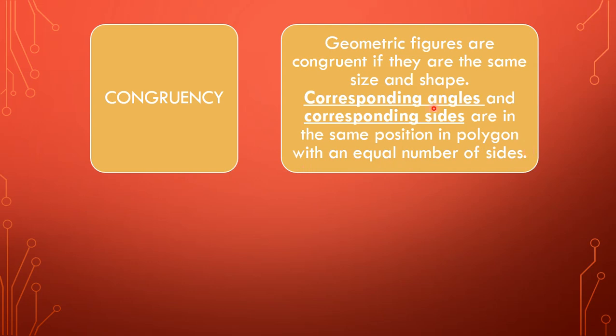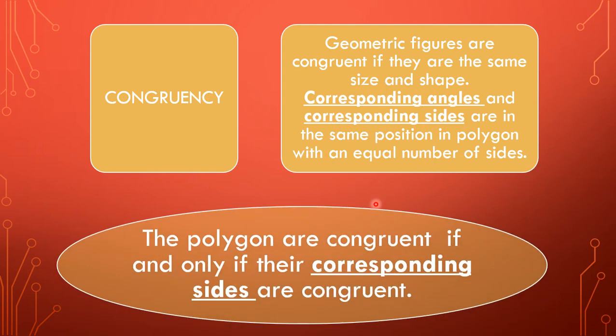If we are talking about circles, two circles are congruent if their radii are equal. Two squares are congruent when the four sides are of equal length, and two rectangles are known as congruent if both rectangles have the same measurements. Now we can say polygons are congruent if and only if their corresponding sides are congruent.